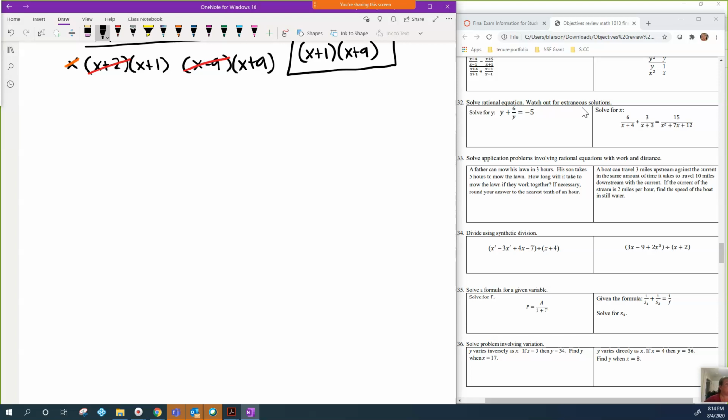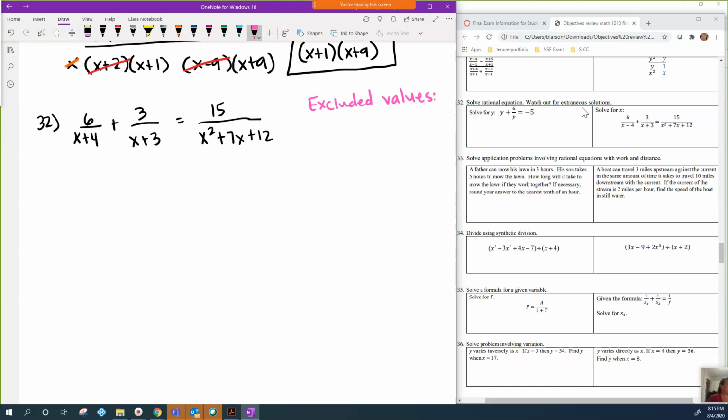rational equations. Okay, so for number 32, I'm going to do the B one, the one that looks a little bit harder. So I'm going to have 6 over x plus 4 plus 3 over x plus 3 equals 15 over x squared plus 7x plus 12. Right, now our excluded values, it's always a good idea to write down what those excluded values are. And those are what's going to make the bottom 0. So -4 would make the bottom 0 in that first fraction. So x cannot equal -4. And also x cannot be -3, because that would make the bottom 0 on that second one.